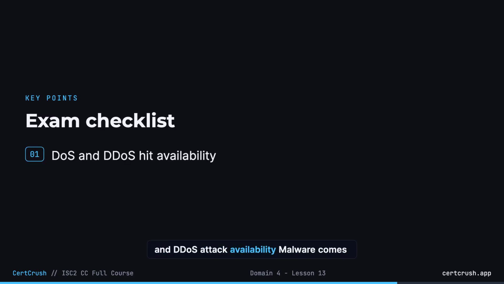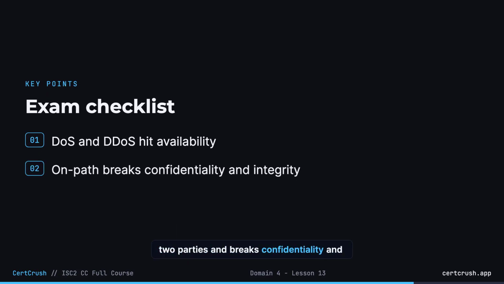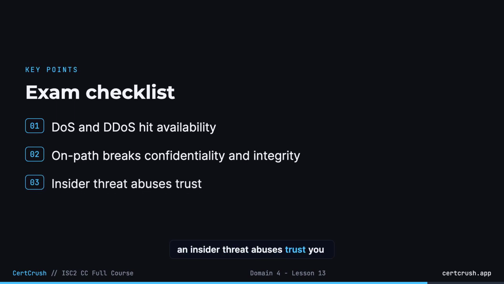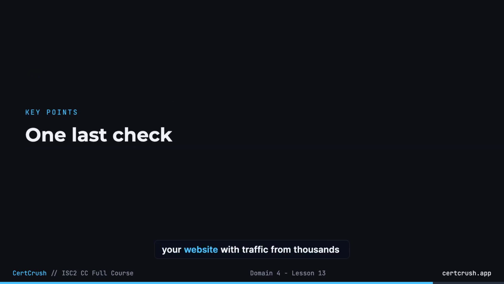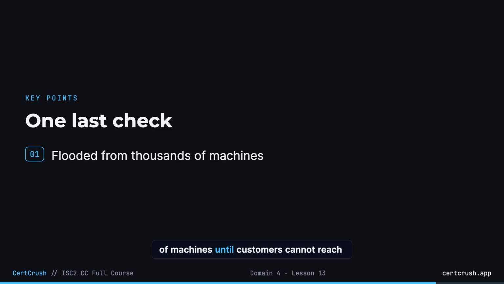Let me pull it together, exam checklist style. Denial of service and DDoS attack availability. Malware comes in four. A virus needs a ride, a worm drives itself, a trojan wears a disguise, and ransomware takes a hostage. Man in the middle, or on path, sits between two parties and breaks confidentiality and integrity. Spoofing fakes an identity. Phishing is social engineering, hacking the human. A side channel steals secrets from the leaks around the system. And an insider threat abuses trust you already gave.